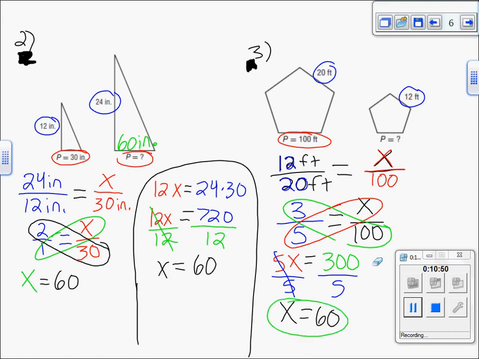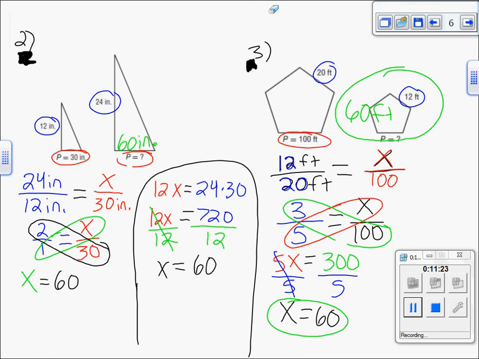So that means that the missing value you were looking for in your proportion is 60. And that missing value was the perimeter of the small pentagon. So the perimeter of the small pentagon is 60 feet. All the way around the pentagon is 60 feet, adding all the sides together. So that was another example of using a proportion to solve for the missing perimeter. It's just like solving for sides, but we get to use the perimeter numbers as the other half. So it was a side over a side corresponding, and then perimeter over a perimeter.